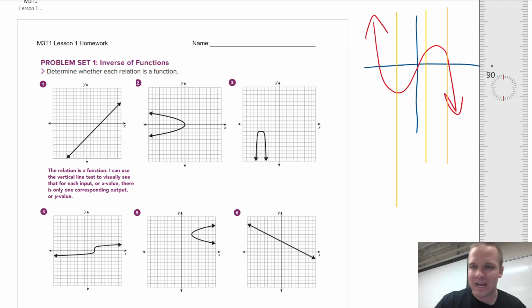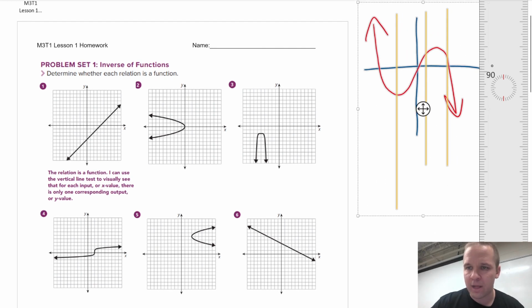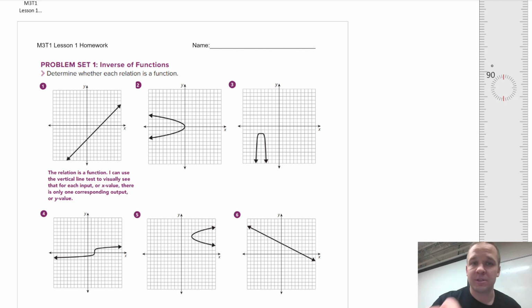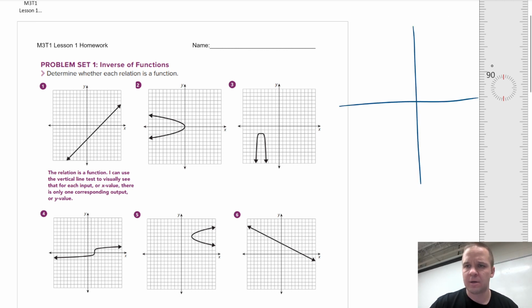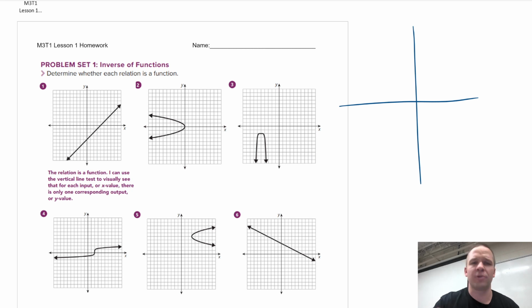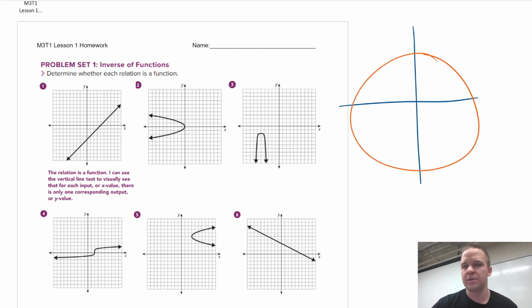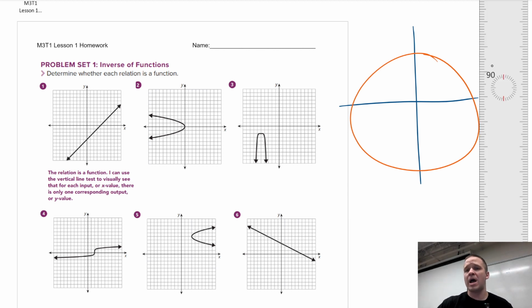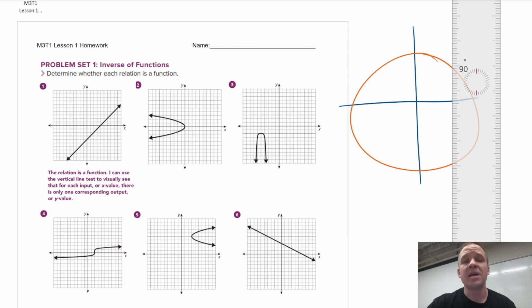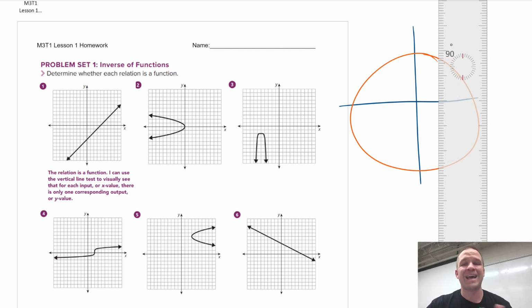Now let's say I had a different graph. Let's go with something a little wonky. How about a circle? Is this relation going to be a function? In the same way, I can use the vertical line test to see if it passes through more than once at any given time.